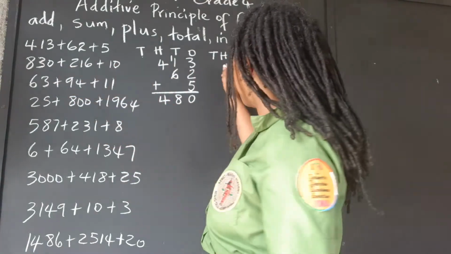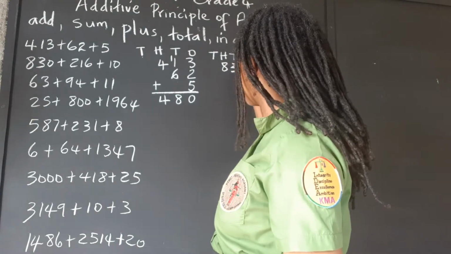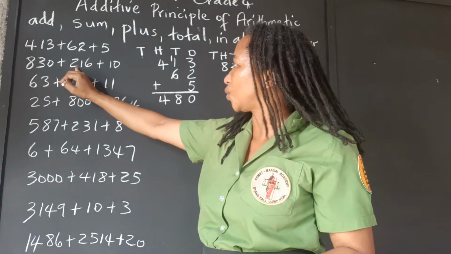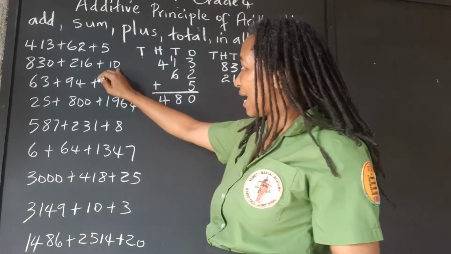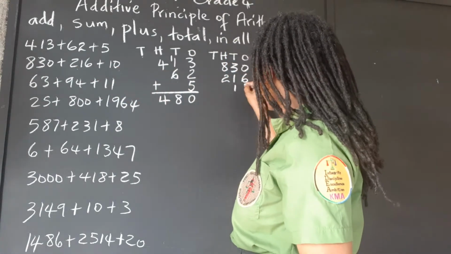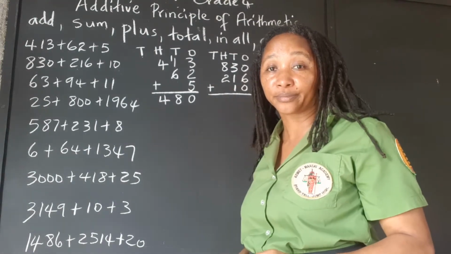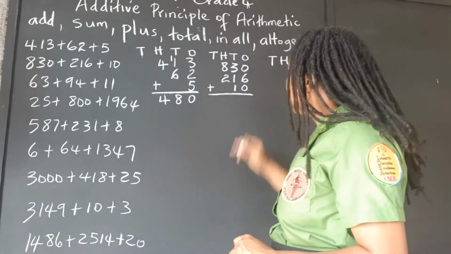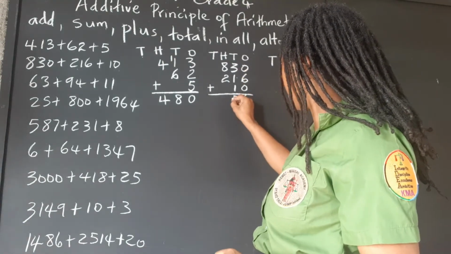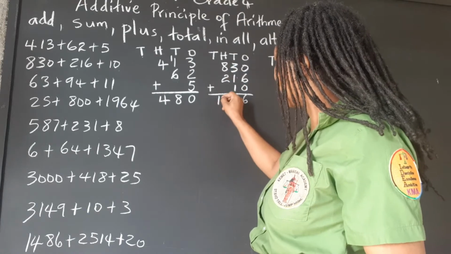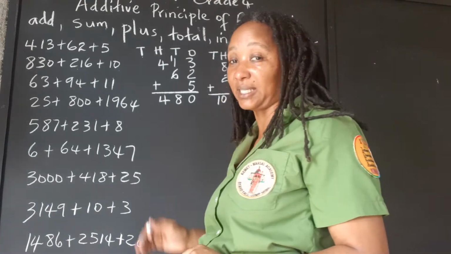Next, we have 830, so 8 goes under the 100, 3 tens, no ones, 216, and the 10, so that's 110, no ones. That's how we line it up. Okay? 6 plus 0 is 6, 3 plus 2, 5, 8 plus 2, 10. That's 1,056.